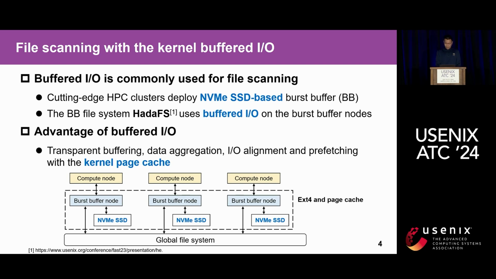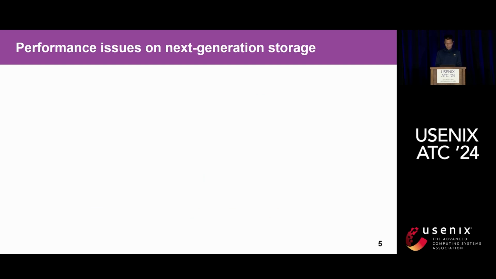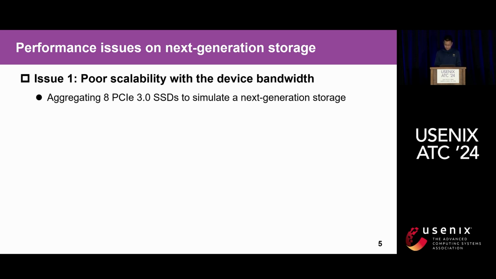When the storage is not so fast, the kernel buffered I/O can exploit the device performance under file scanning. However, we found two performance issues when scanning files with buffered I/O on fast storage devices, especially on the upcoming next-generation NVMe SSDs. The first problem is the poor scalability with the device bandwidth.